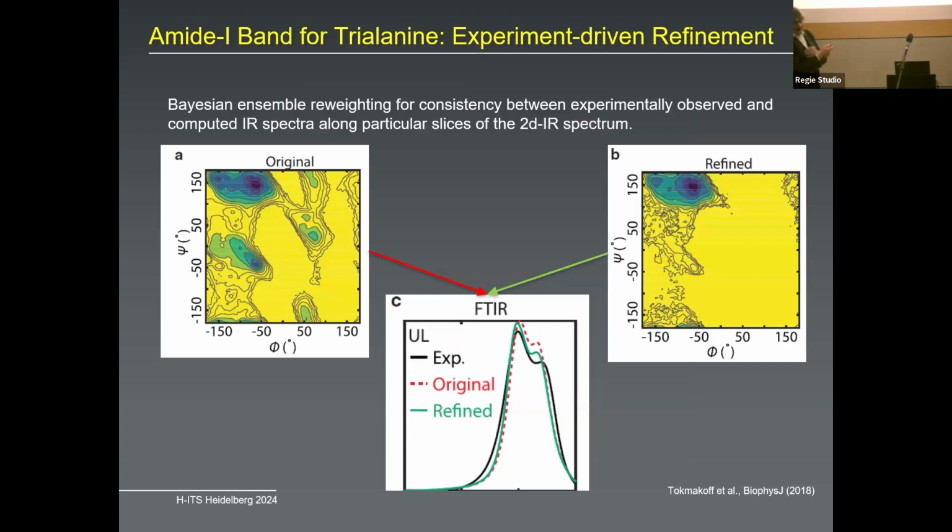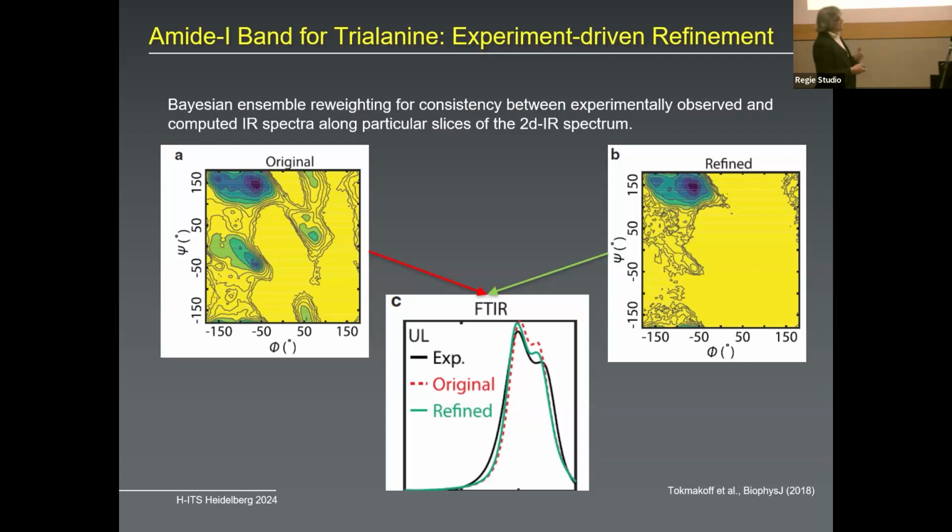So he mapped out the Ramachandran map, or the potential, this is the Ramachandran map, using a conventional force field. And then he said, I measured the infrared response, which is the black line. Let me calculate this infrared line shape from the original energy function, which gives this red dashed line. And what he found is that the peak positions are a bit off and the relative heights are a bit off.